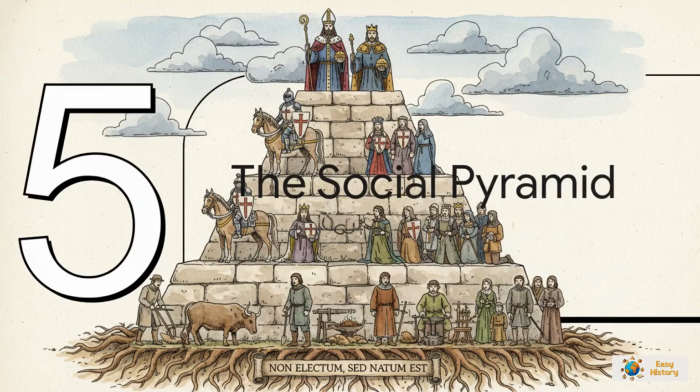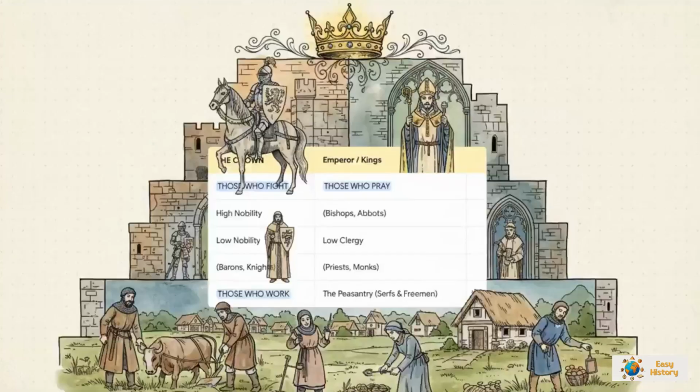Okay, for our last section, let's look at how all these people fit together. Medieval society was built on a very clear, very rigid social pyramid. Everybody knew their place, and that place wasn't something you chose, it was something you were born into. Right at the tippy top, you had the king, but below him, everyone was seen as belonging to one of three groups, or orders. You had those who fight. That's all your nobles, from the big-shot dukes down to the local knights. Then you had those who pray. That's the clergy, from powerful bishops to the humble village priest. And then, making up the massive foundation for the whole thing, you had those who work.